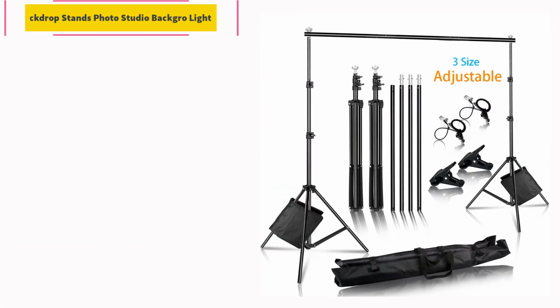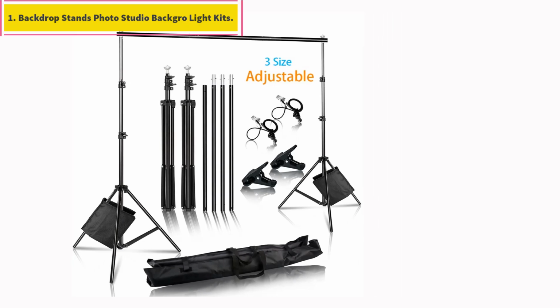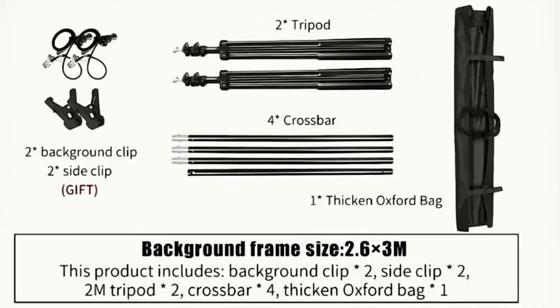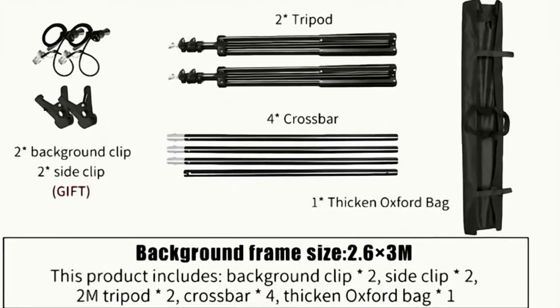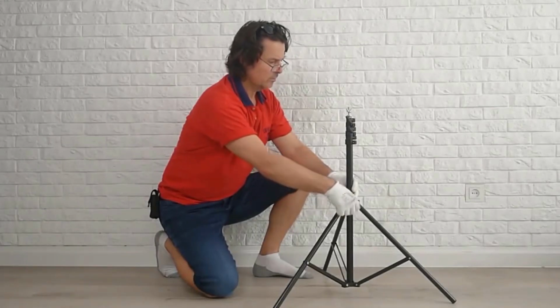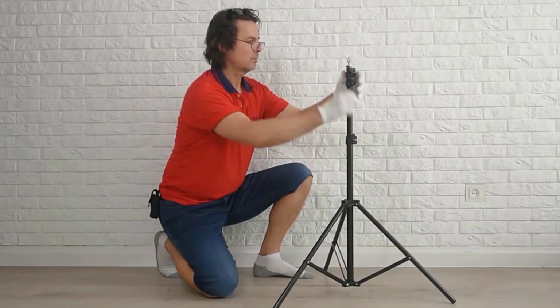Number 1. Backdrop Stands Photo Studio Background Light Kits. High quality aluminium alloy crafted from rust proof, lightweight aluminium alloy for easy portability and durability. Multifunctional design doubles as a softbox light stand, offering versatility for your photo studio setup.